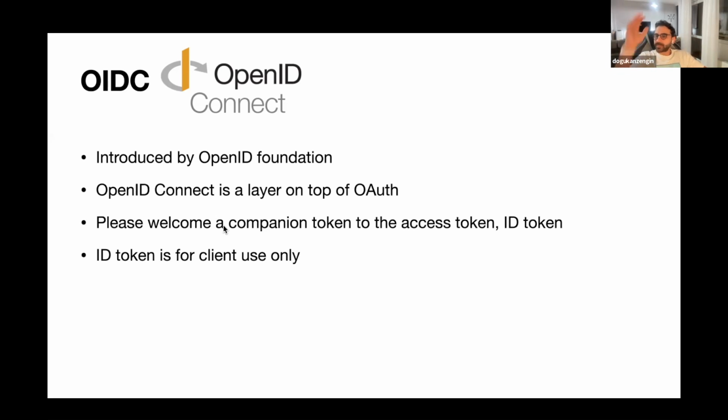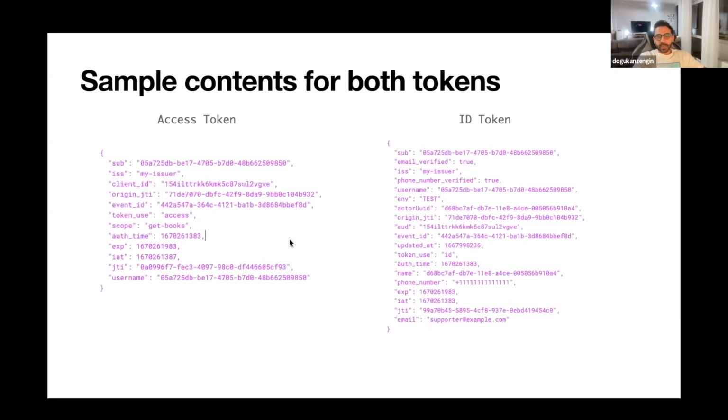You can use it for displaying some kind of names, emails, like welcome messages, and this kind of stuff in the client application. So these are the sample contents for both tokens, access token and ID token. When you decode it, as you can see in access token, there is no user-related information that identifies the user. But in ID token, you will find data like email and phone number, any claim you want to add, you can put while defining your security infrastructure.